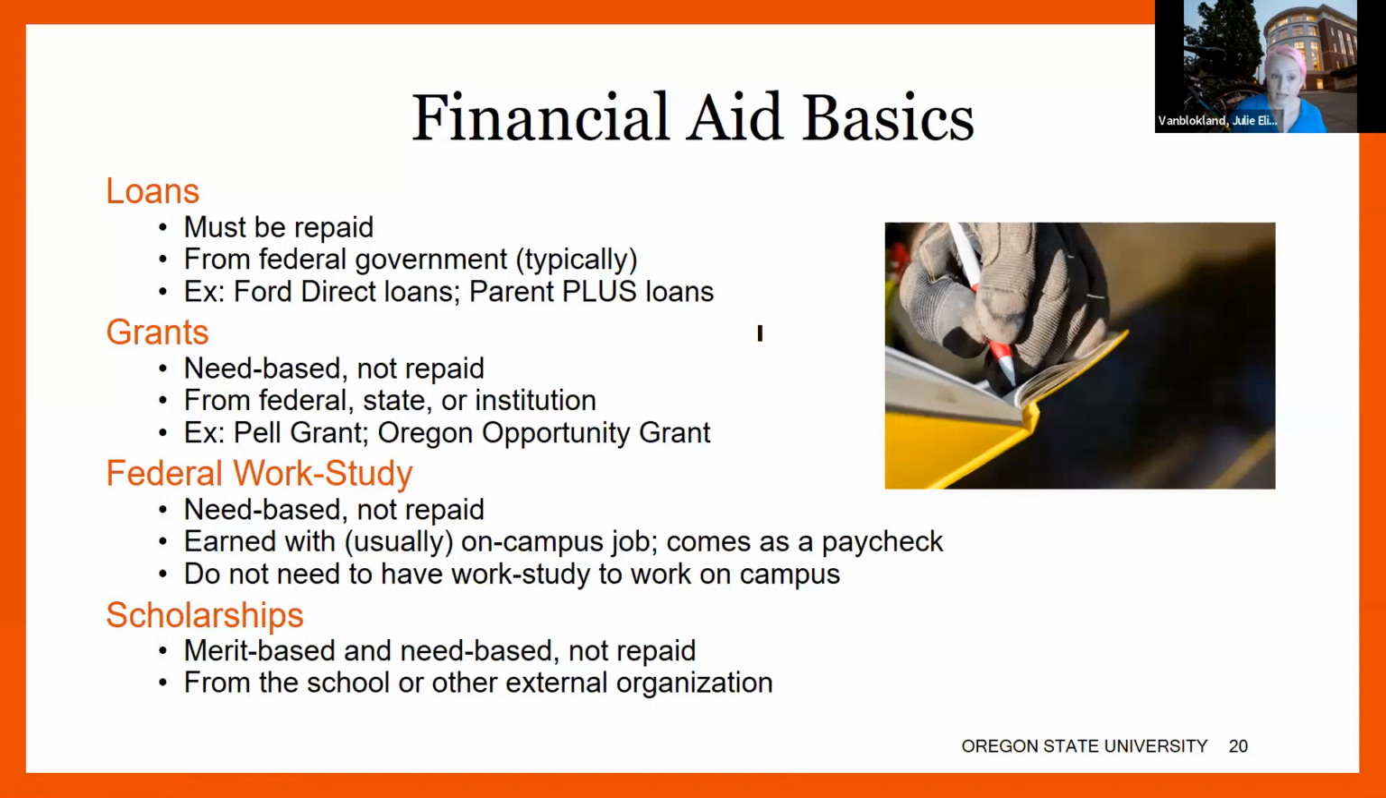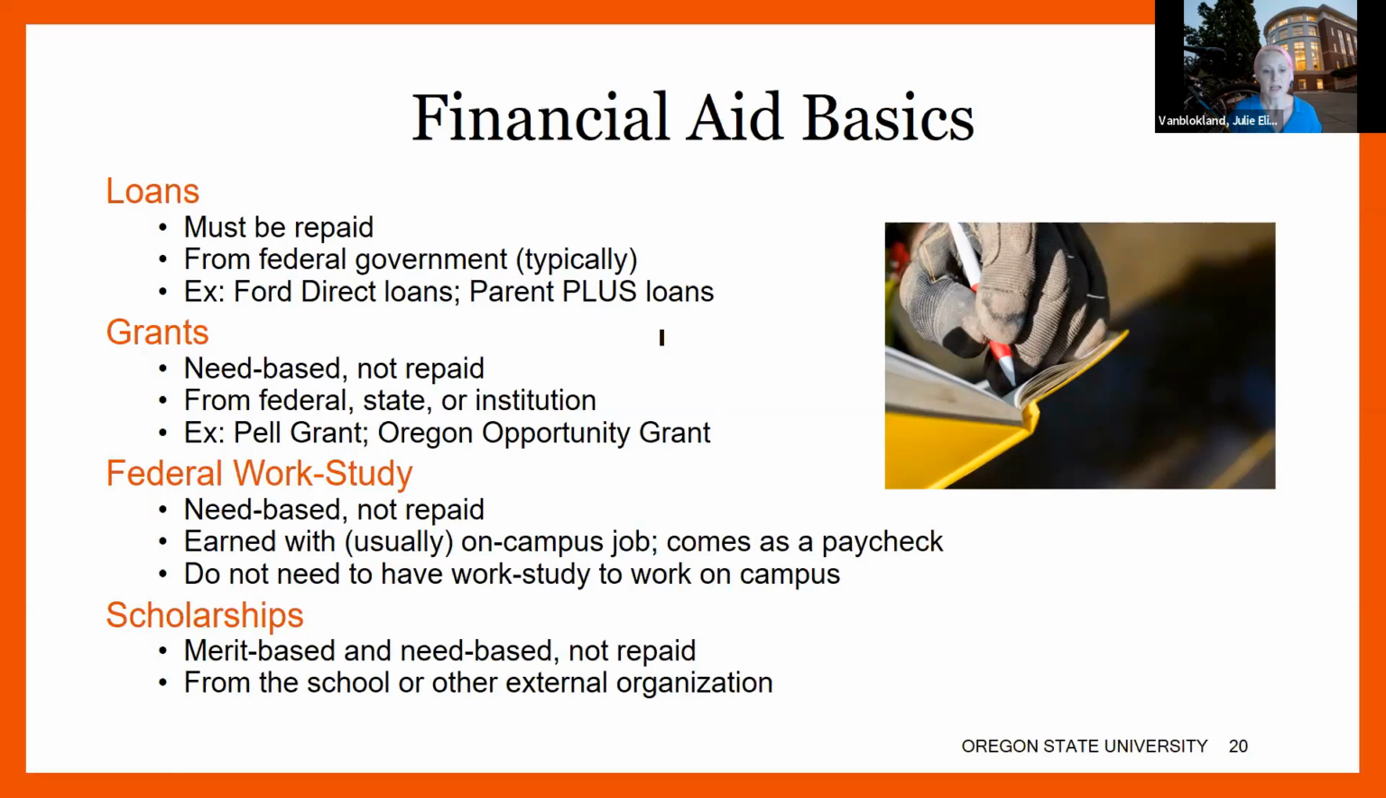Loans are a type of aid that needs to be repaid. The standard federal loans are the Ford Direct loans, and for dependent undergraduate students, there is a Parent Plus loan that is a credit-based loan. Then there are grants. Grants are a need-based type of aid that don't need to be repaid. The standard grants that you'll get potentially from the FAFSA is the Pell Grant, and then for Oregon residents, there is sometimes the Oregon Opportunity Grant.